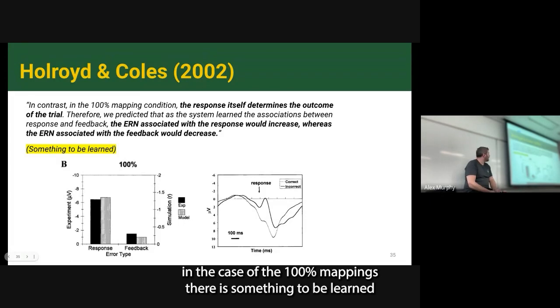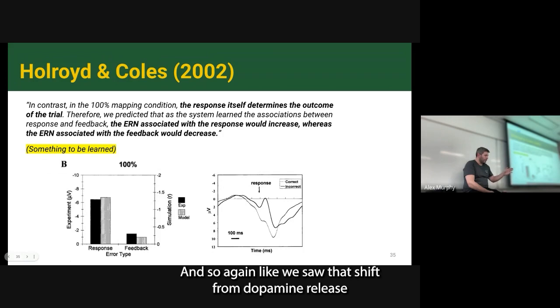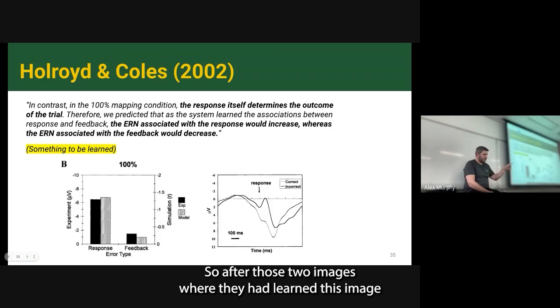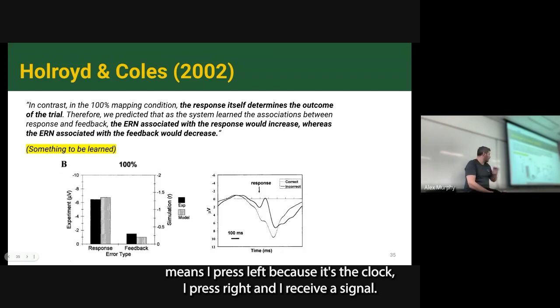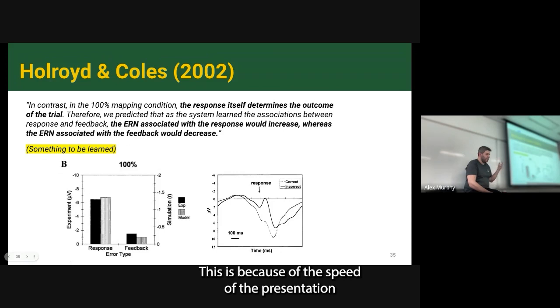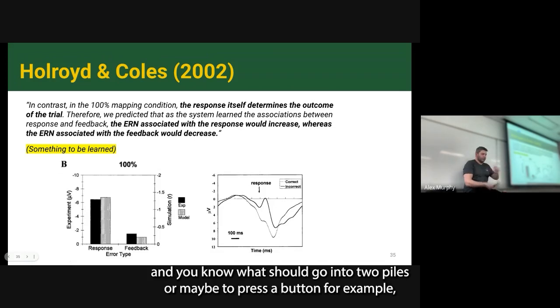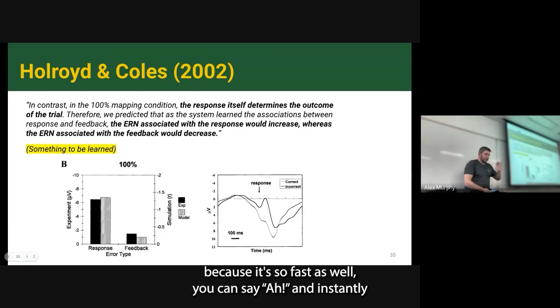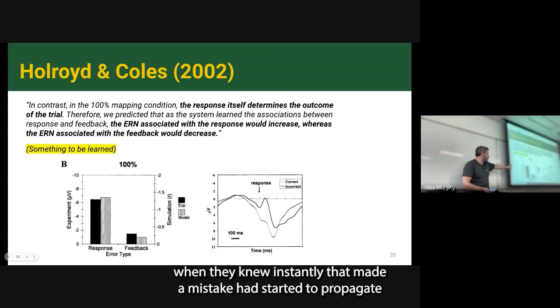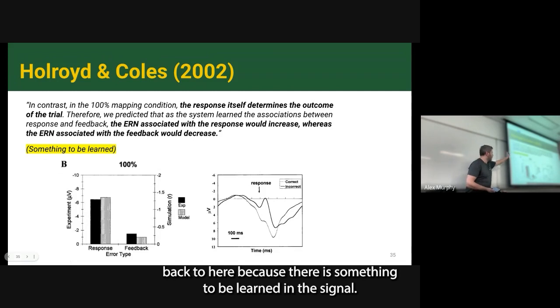In the case of the 100% mapping, there is something to be learned. And so again, like we saw that shift from dopamine release, because the idea is that it is the release of dopamine that sends the signal to the anterior cingulate cortex, if you see a shift in the release of dopamine, that would also mean there's a shift in the ERN, which is what they do find here. So after those two images where they had learned this image means I press left, or because it's the clock, I press right, and I receive a signal here, the way that you have to measure this is because they're getting it right, but you want to measure the error. This is because of the speed of the presentation, because they had quite a fast rate. You know yourself, if you have to do something really, really fast, like sort into two piles or press a button, because it's so fast, you can instantly know, okay, that was the wrong thing to do, and then that sends the error signal. So this is what's being recorded here: the errors for the response, when they knew instantly they made a mistake, had started to propagate back to here because there is something to be learned in the signal.